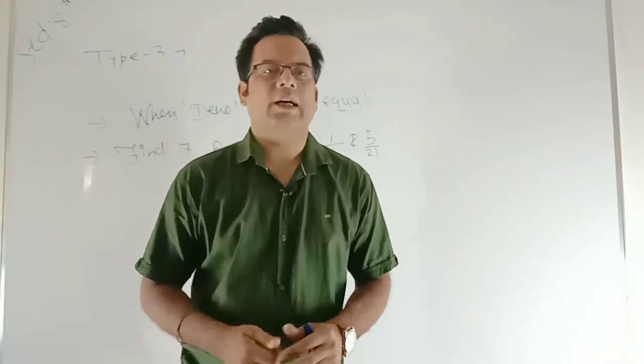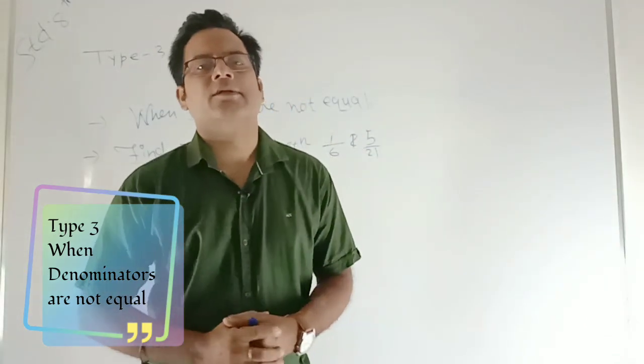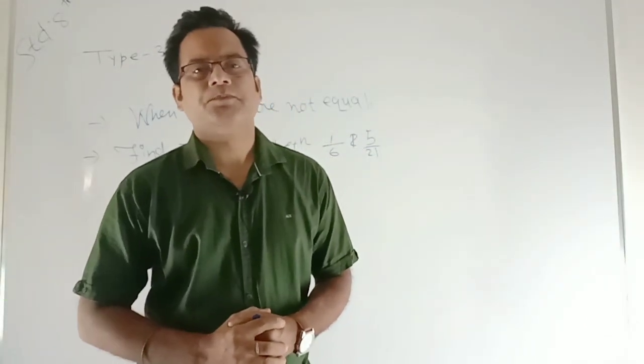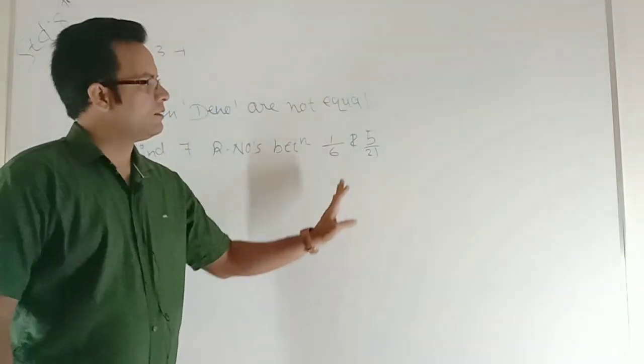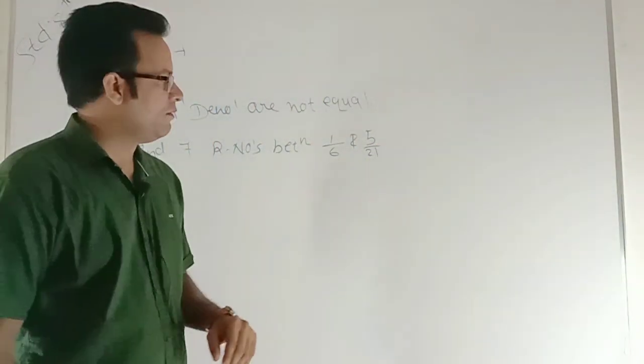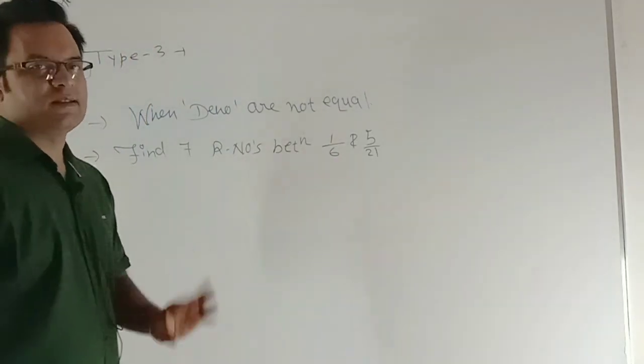And now type 3, when denominators are not equal. Look at the question: 1/6 and 5 upon 21. And how many numbers you have to find here? 7 numbers.